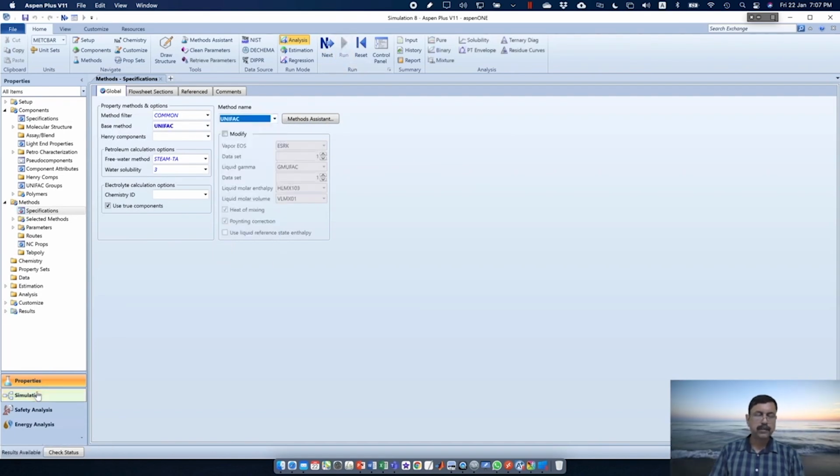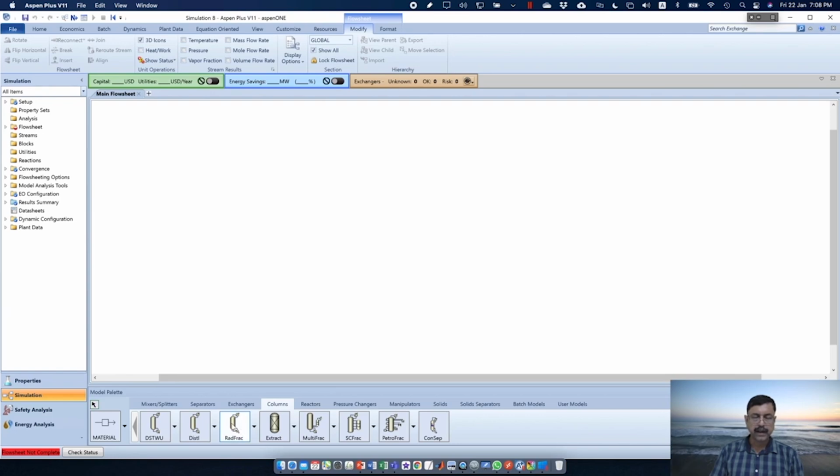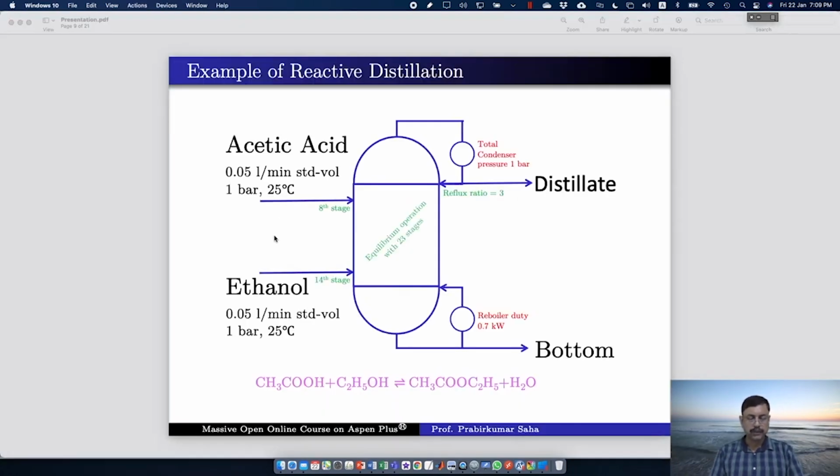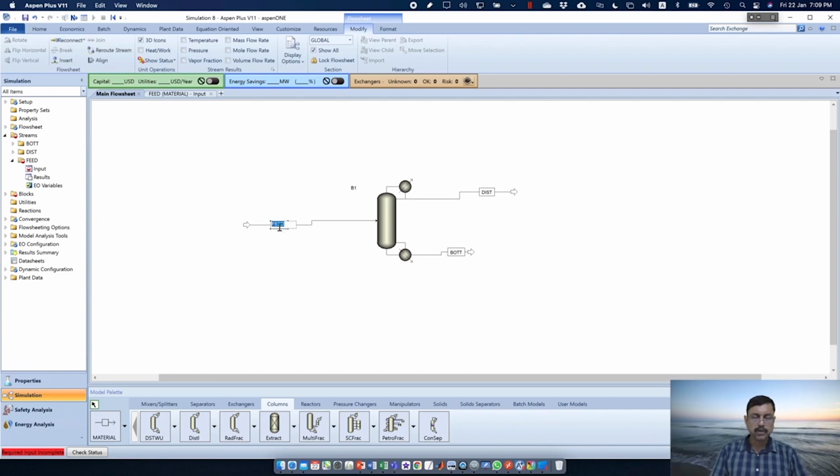Run it. Go to the simulation block. Bring in the RADFRAC column. Connect the material first. Feed, distillate, product. Rename it as feed, dist, bottom. Now here we have two streams. So instead of feed, we should write acetic acid and we have to look for a second feed through which ethanol will be passed.